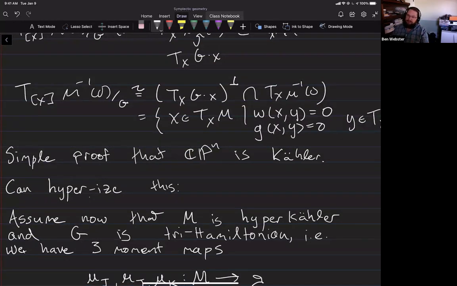But this is a subspace of a metric space, so it has an induced inner product on it. And that's the metric down on the reduction. So it's not totally obvious, but a little bit of work shows that actually this metric is Kähler with Kähler form given by the reduced symplectic form.